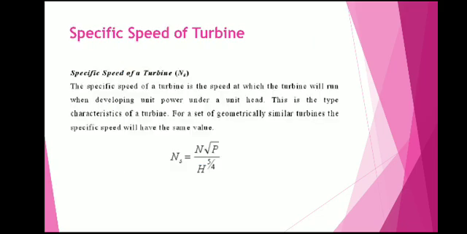And specific speed of the turbine, Ns: the specific speed of the turbine is the speed at which the turbine will run when developing unit power under a unit head. This is a type of characteristic of the turbine. For a set of geometrically similar turbines, the specific speed will have the same value. Ns equal to N root of P divided by H power 5 by 4.